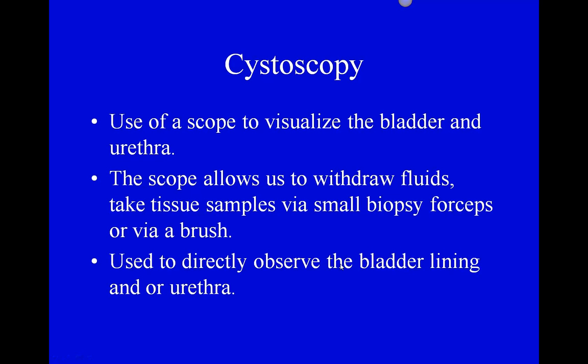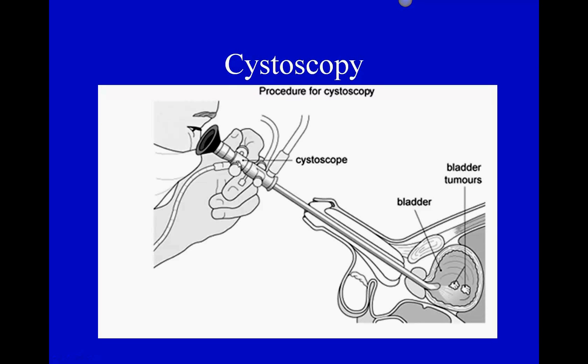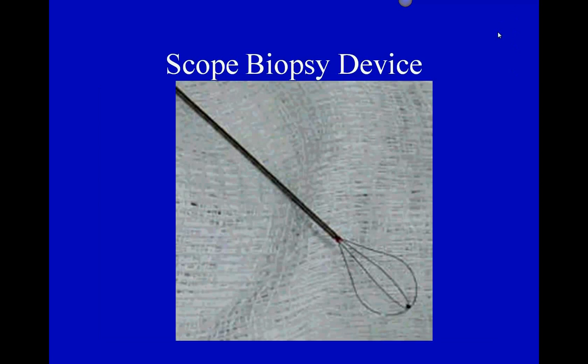So some of these tests don't sound very fun to me, and I'm glad I haven't had a lot of them. This scope is going to let us take biopsy samples. We could use little pinchers, forceps, or we could use a brush, and we're going to be able to look directly at the bladder and the urethra. So by using the scope, the physician is able to pass some instruments through there. They can directly visualize, and they visualize some tumors here. They could pass an instrument through that scope and take samples of that tissue.